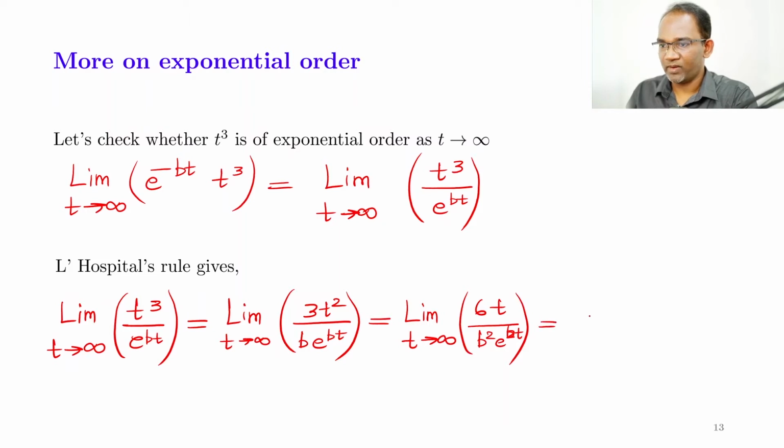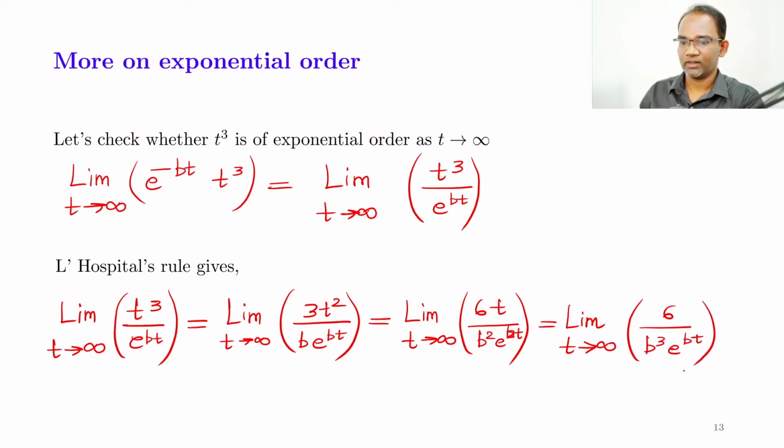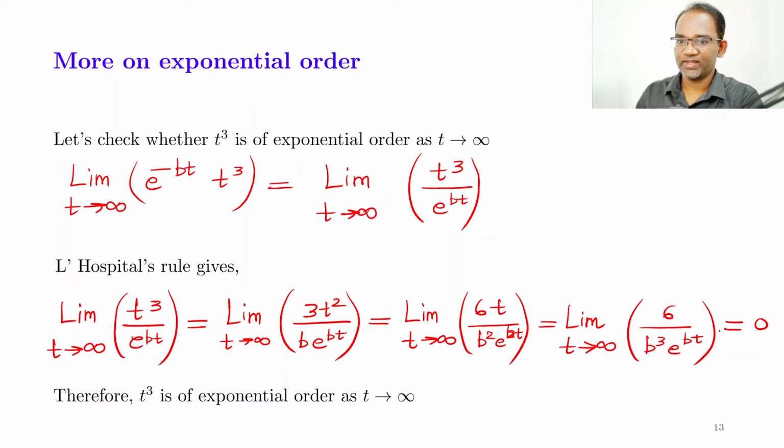And again performing differentiation of both numerator and denominator, this will be 6 over b^3 e^(bt). When we apply the limit, this will be equal to 0. So this indicates that t cubed is of exponential order as t tends to infinity. This is how we check whether a function is of exponential order or not.